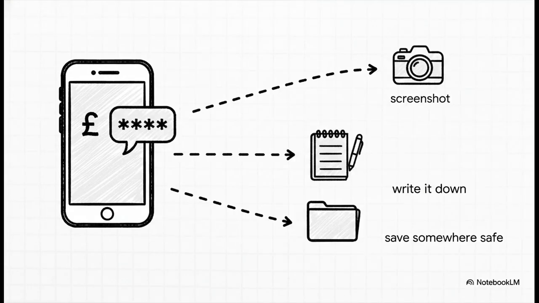After you've successfully registered, the system is going to give you an official application number. Now, this number, along with the password you just created, these are your keys to everything. Do not lose them. I mean it. Take a screenshot, write them down, email them to yourself, whatever it takes, just save them somewhere safe because you'll need them every time you log in.